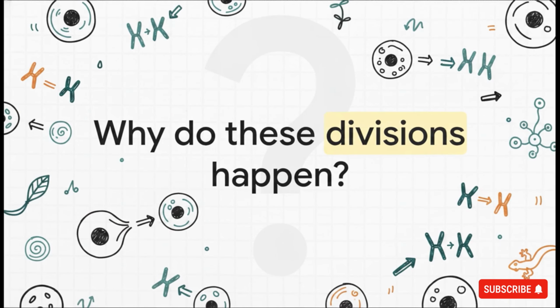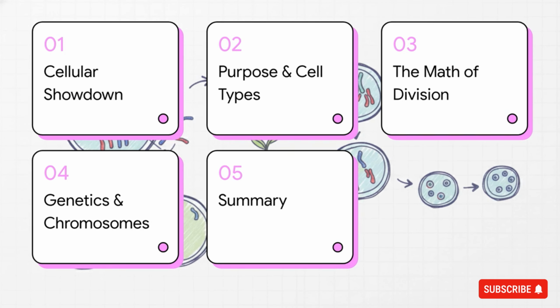Okay, let's dive into this. Before we get completely bogged down in the complex mechanics, the chromosome counts, the distinct phases, all of that, we really have to establish the ground rules. And we do that by answering literally the most fundamental question imaginable. Why do these divisions happen in the first place? Like, what is the actual biological motivation behind all these microscopic events? To answer that, here is the tale of the tape.